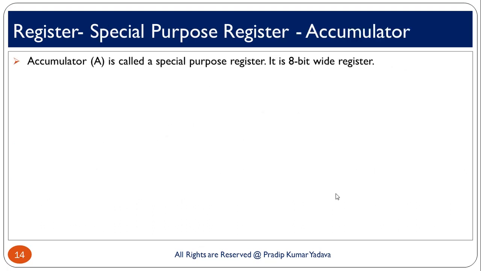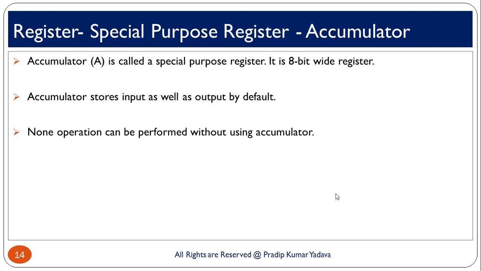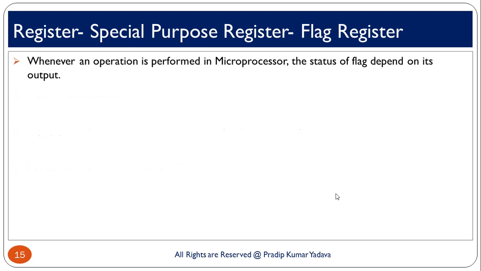The accumulator is called a special purpose register because it stores input and also stores output by default, and no operation can be performed without using the accumulator. Meaning for any operation, one data should be in the accumulator.